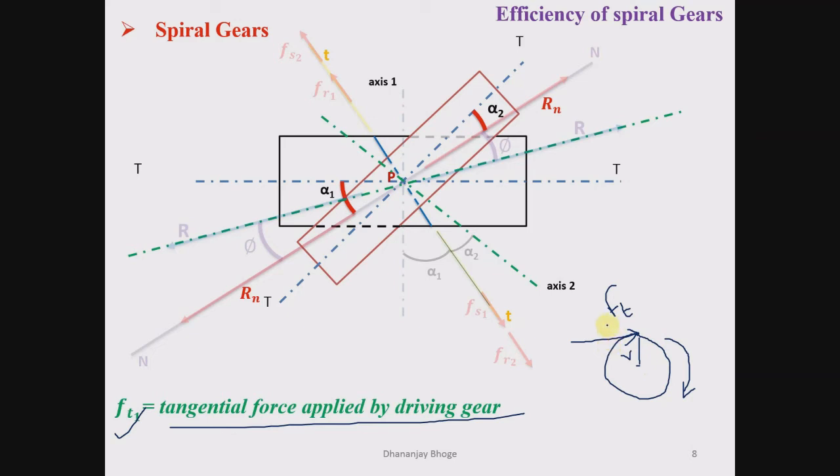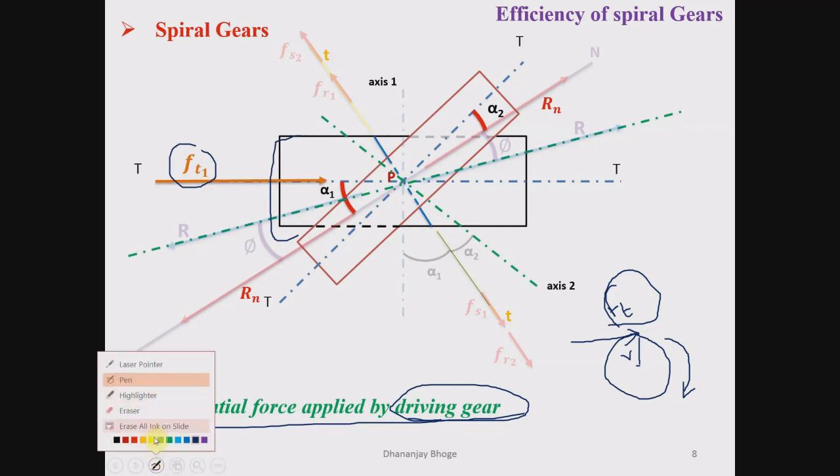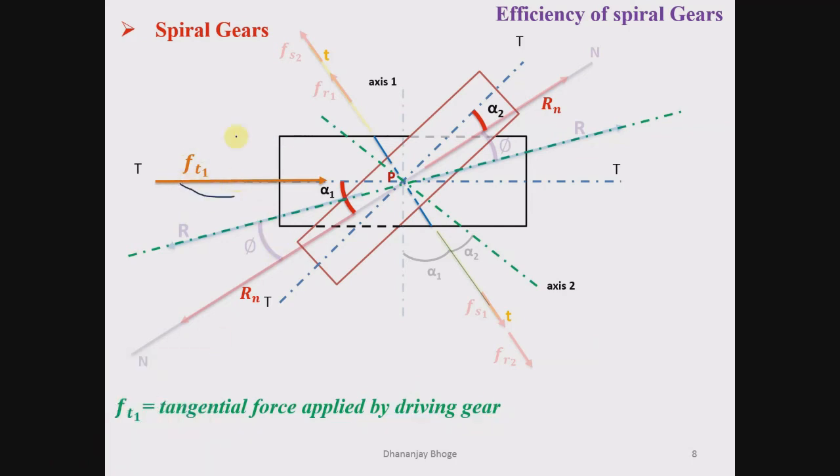So we will show the force Ft1 exerted by the driving gear on the driven gear. This force is acting tangentially, that is in the transverse plane. Okay. So show the force Ft1 which is tangential to this cylindrical pitch surface of gear 1, and show this Ft1 in the transverse plane. So Ft1 is the tangential force applied by the driving gear on the driven gear.